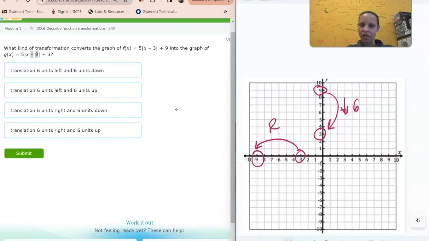But how many spaces is that? 6 boxes. And again, you can count it. So I'm looking for right 6, down 6.